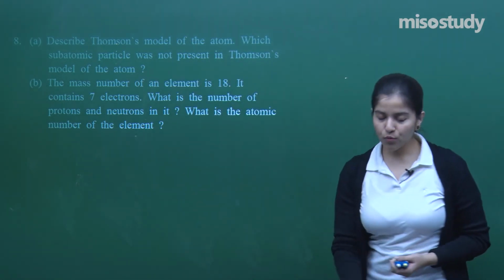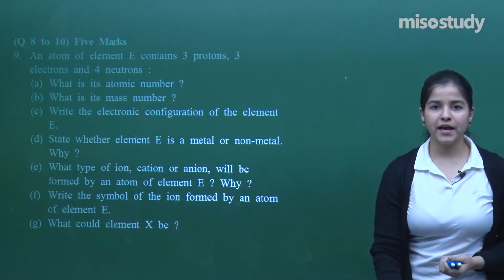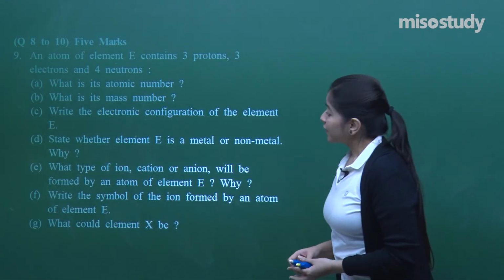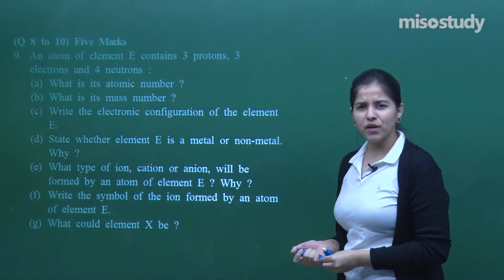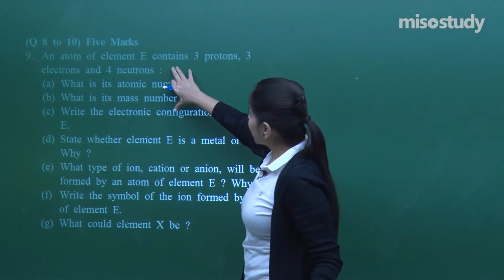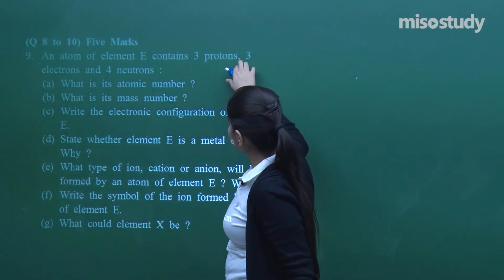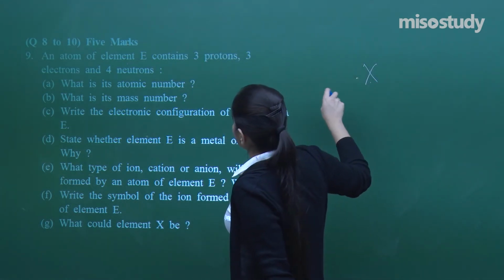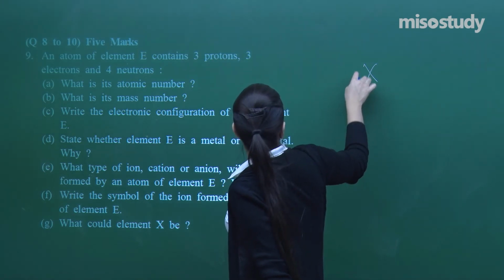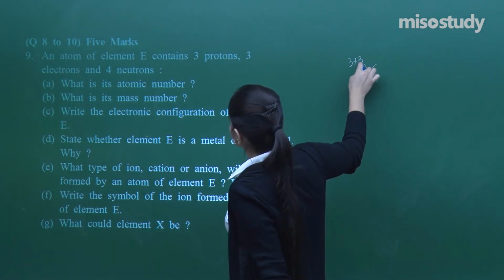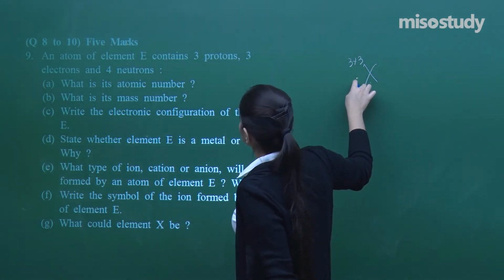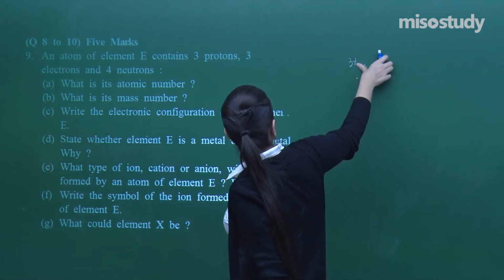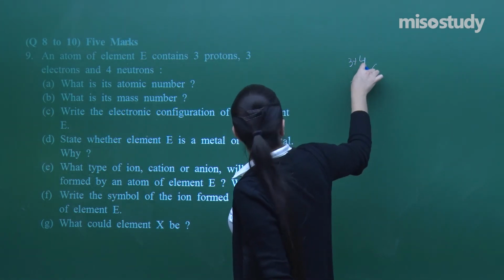Now moving on to question number 9. What do we have? A 5-mark question, again an interesting one, we'll quickly do it. An atom of an element E contains 3 protons, 3 electrons and 4 neutrons. See here, the element contains 3 protons and 3 electrons, right? And 4 neutrons are there.